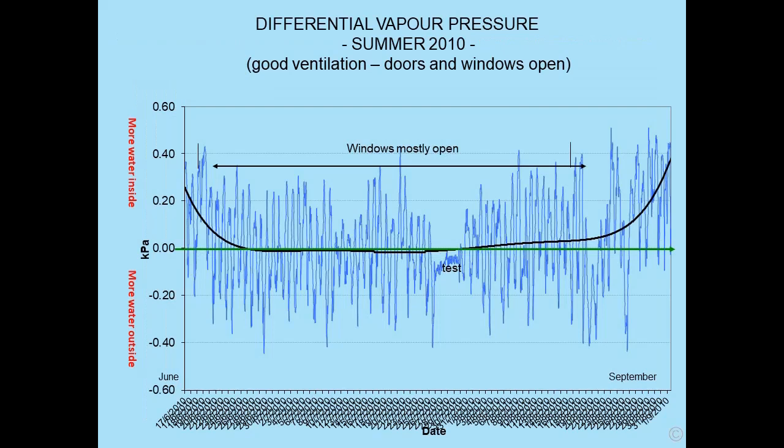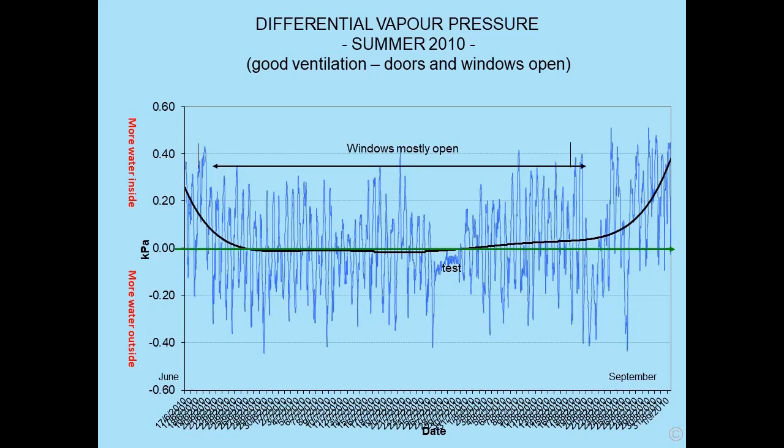It's quite interesting to look at vapor pressures. This is the summer of 2010, good ventilation. Note, in the middle, there is the green line. This is what I would loosely call the neutral point. It is the balance between water inside and water outside. It's so-called neutral. And on this you can see during the warmer months of the year, on average, there's as much water in the house as there is outside.